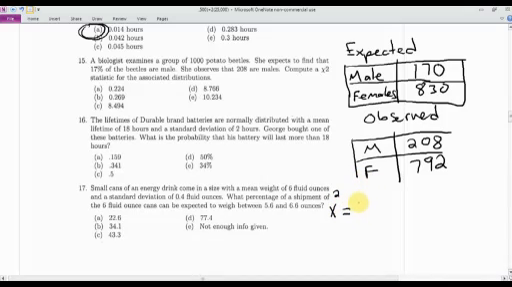chi-squared. So observed male. All right, so how many do we expect to be there? 170. How many did we observe to be there? 208. Square it, then divide by what we expected, which was 170. Plus. Alright, now let's do the females. How many did we expect to be there? 830. How many actually showed up? 792. Squared.